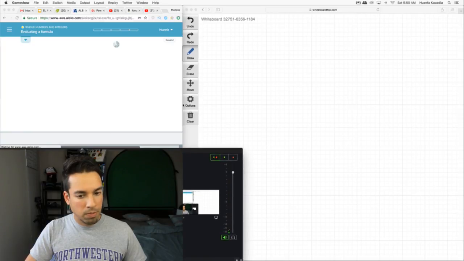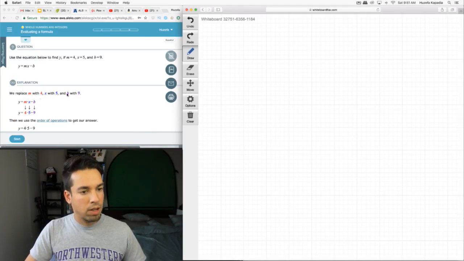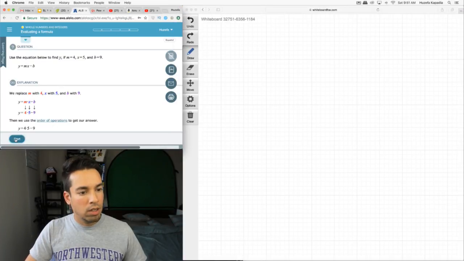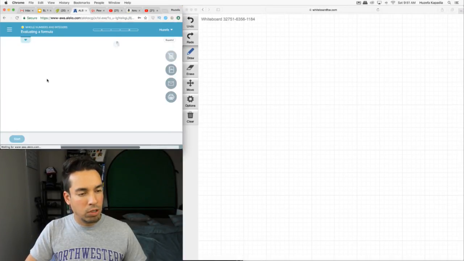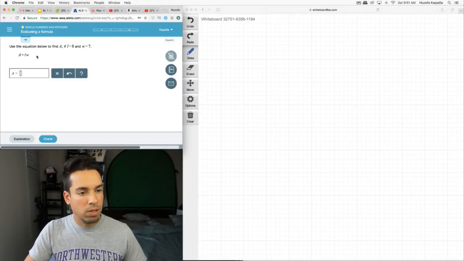Evaluating a formula. All right, evaluating formula. Oh, sweet. This is slope-intercept form, at least what I saw in the example, which is the formula for creating a line, but this is a different formula. So we're doing all sorts of different formulas. Evaluate. Use the equation to find A. If L equals 8, W equals 7.